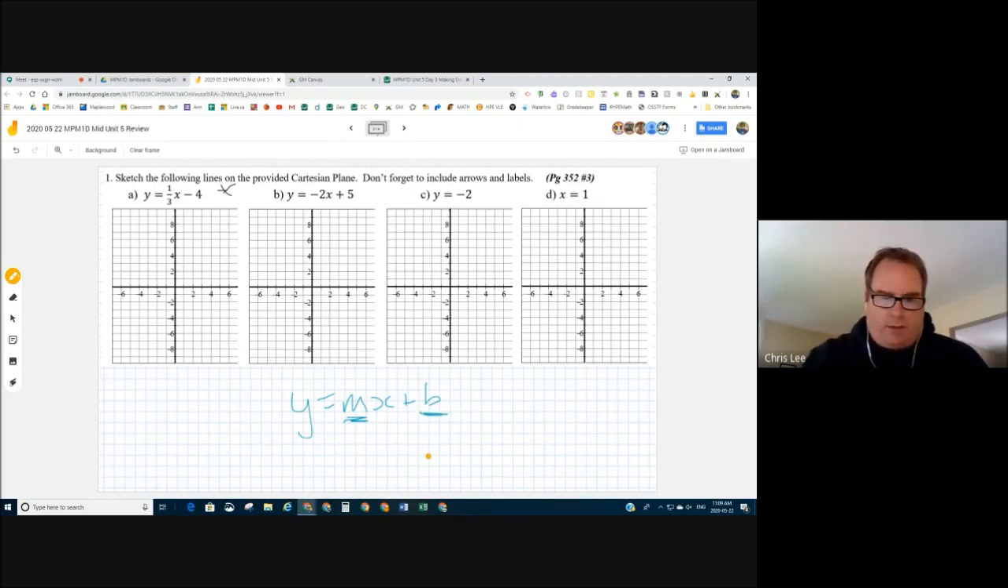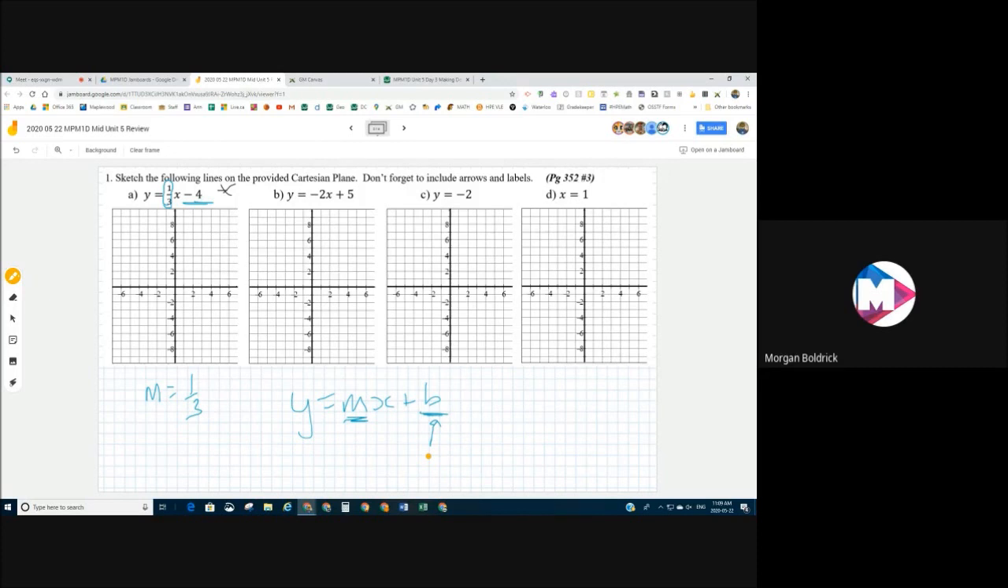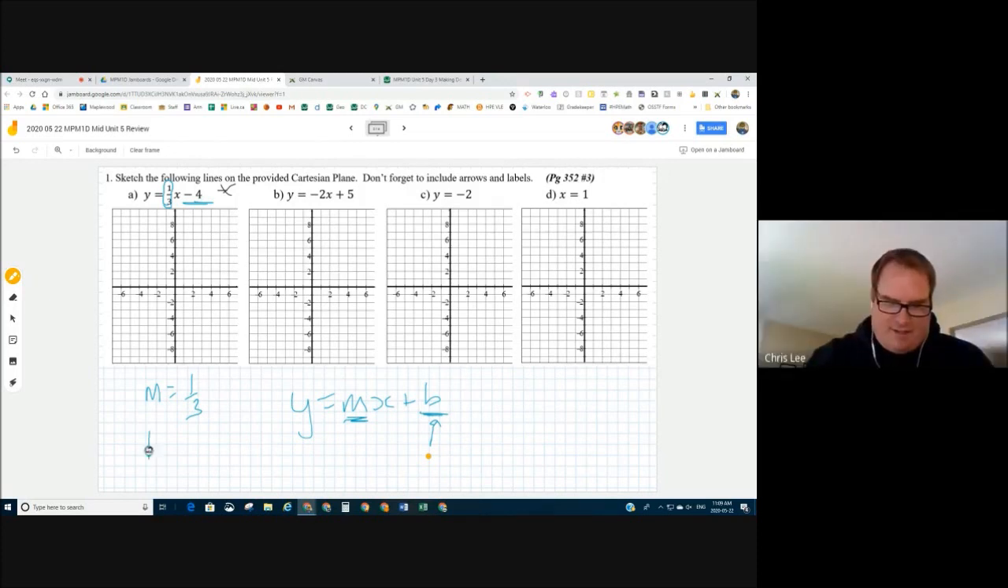So in this particular question, you can see the 1/3 is the slope. So m is 1/3. And then what's the y-intercept going to be? There's the y-intercept. Don't be shy. Would it be -4? That's right. So the y-intercept is -4.